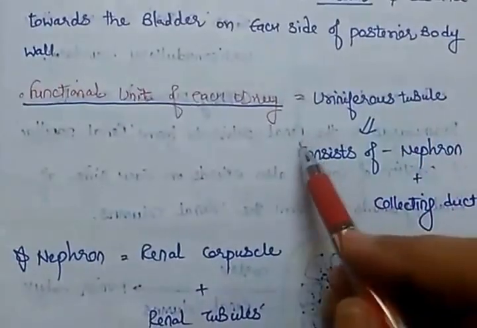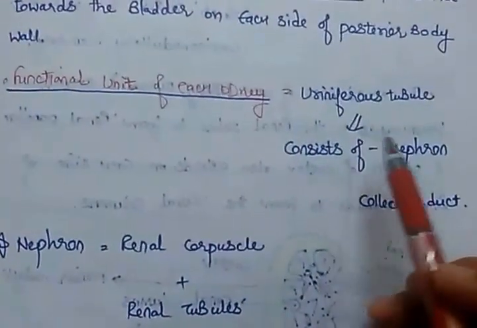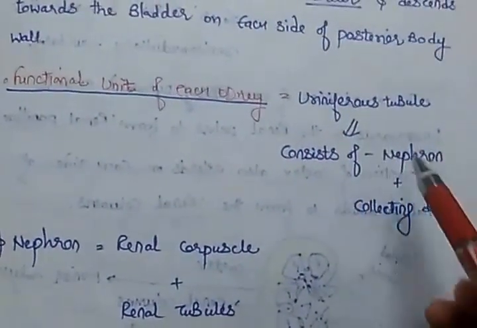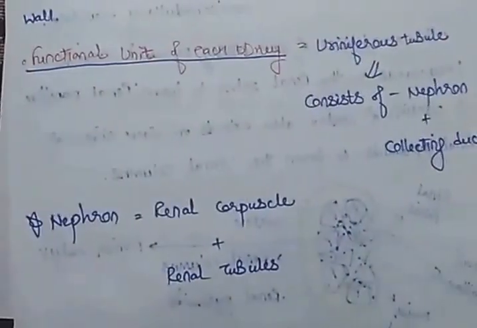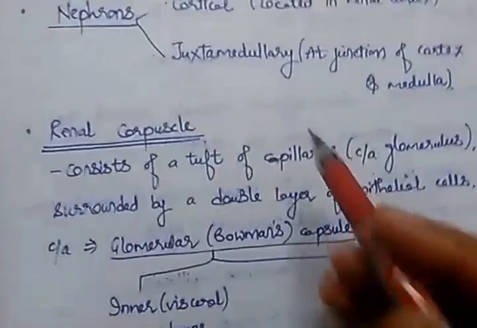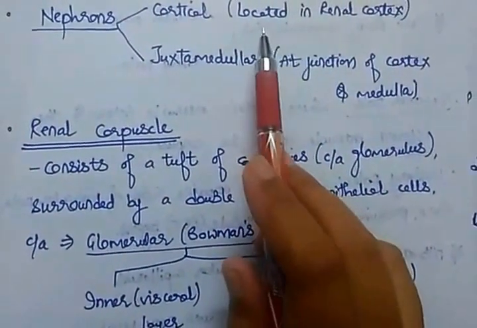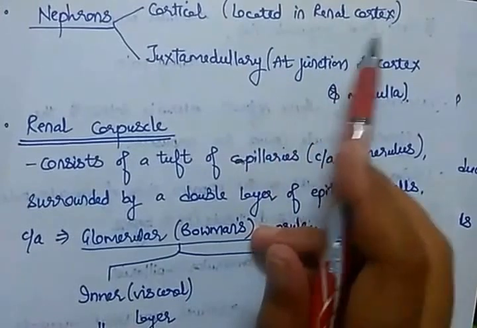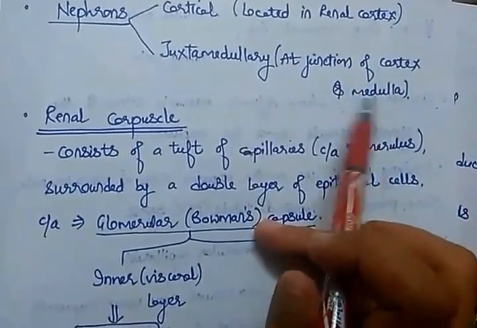Okay, functional unit of each kidney is uriniferous tubule, which consists of nephron plus collecting duct. Nephron is formed of renal corpuscle and renal tubules. Okay, and nephrons can be of two types: cortical nephrons and juxtamedullary nephrons. Cortical nephrons are located in renal cortex, whereas juxtamedullary are located at the junction of cortex with medulla.